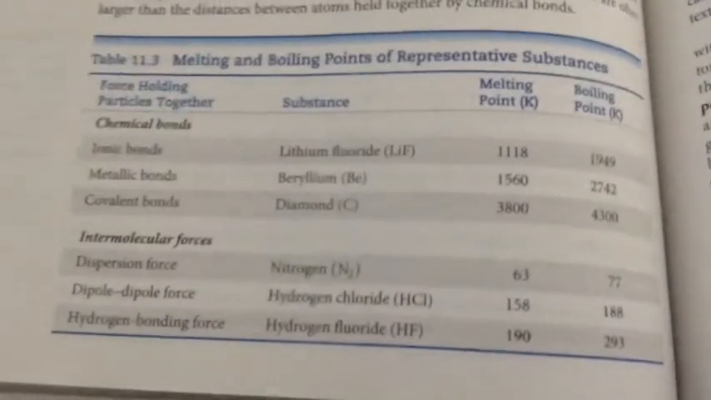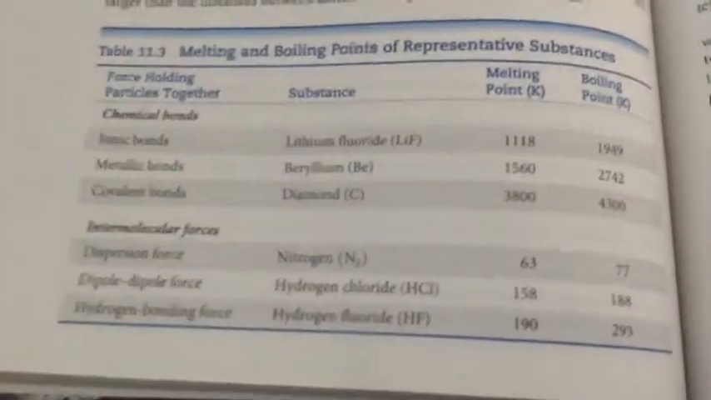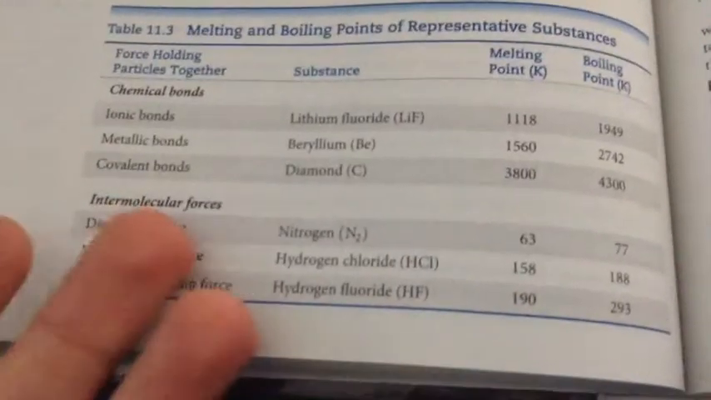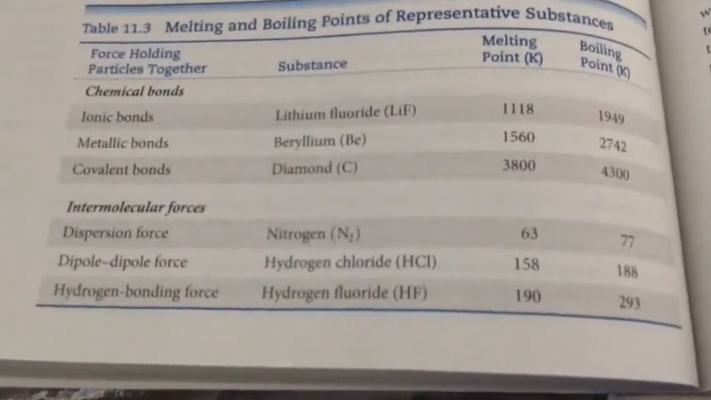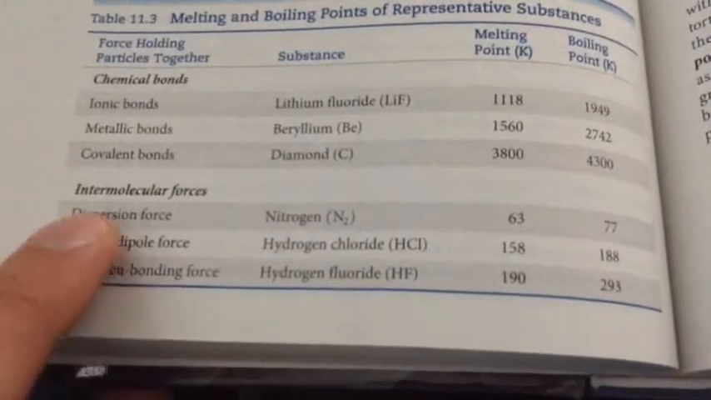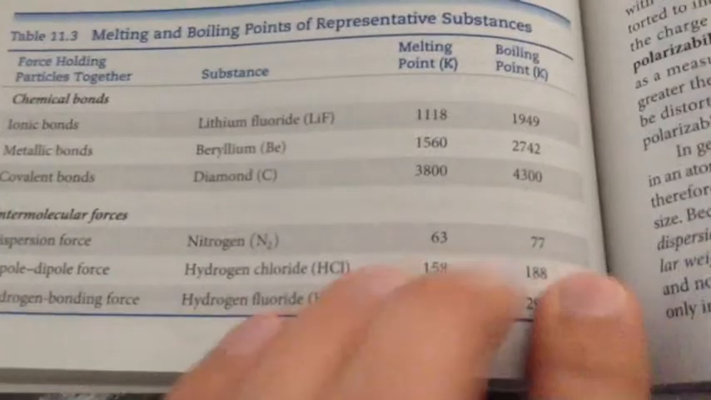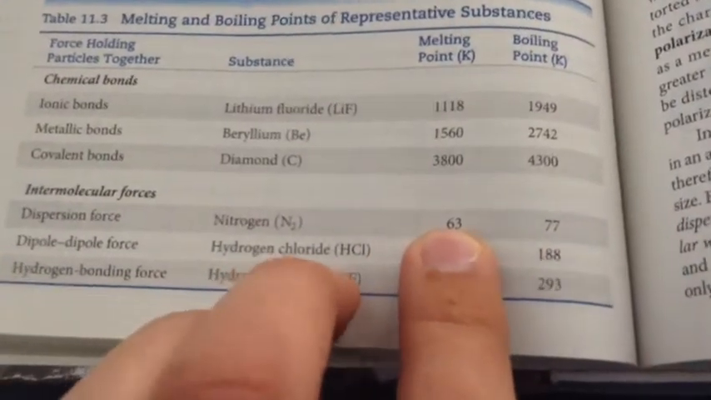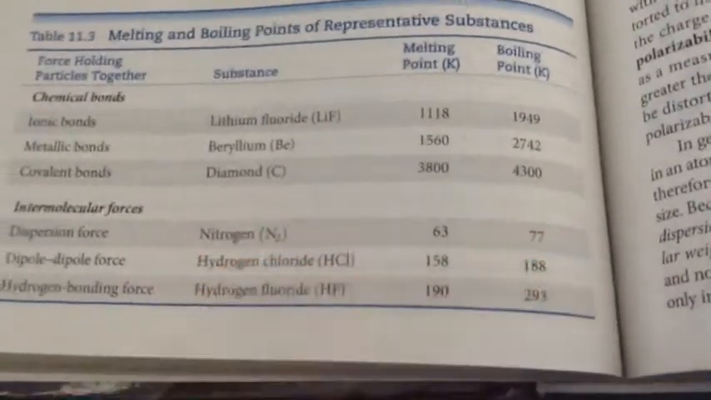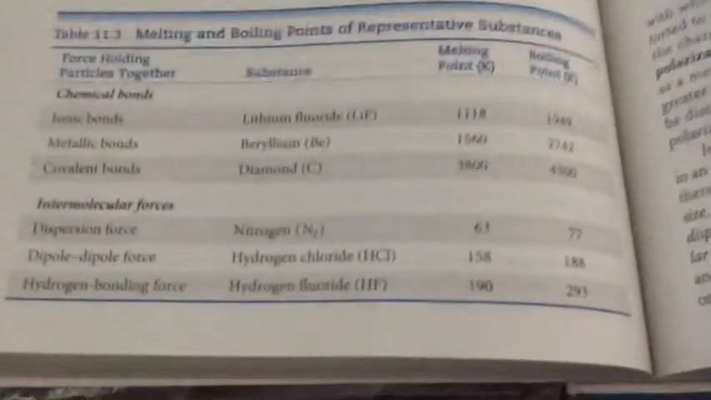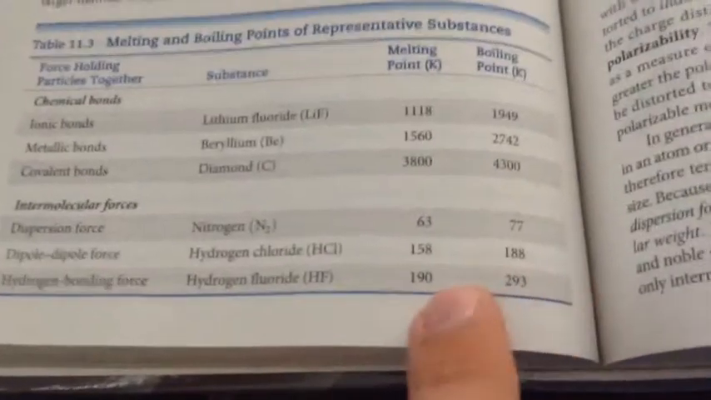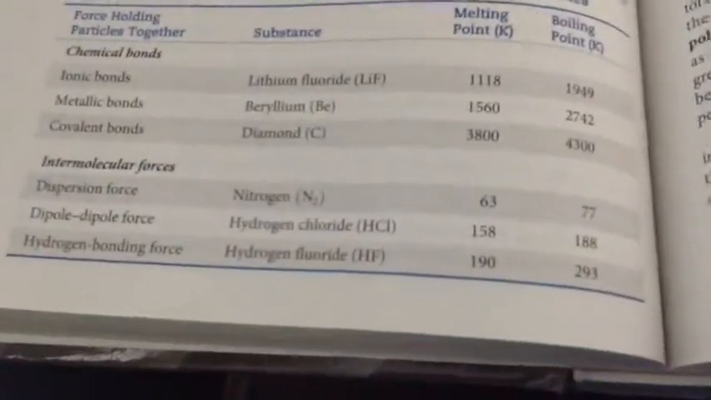And so here's some trends. Basically the melting and boiling points of certain chemical compounds. And here we could see a dispersion force substance, like nitrogen N2, and there's a melting point of 63 Kelvin and a boiling point of 77 Kelvin. So usually molecules that use dispersion forces usually have lower melting and boiling points, as you can see there. And that's pretty much it.